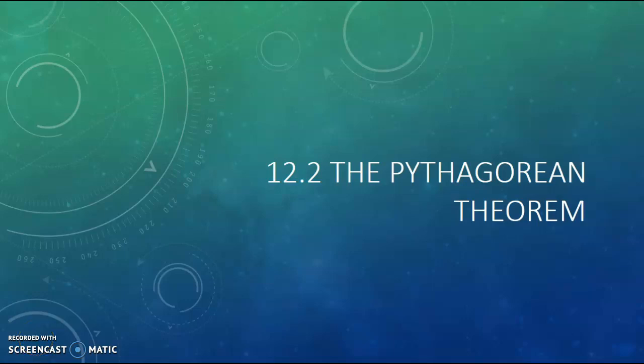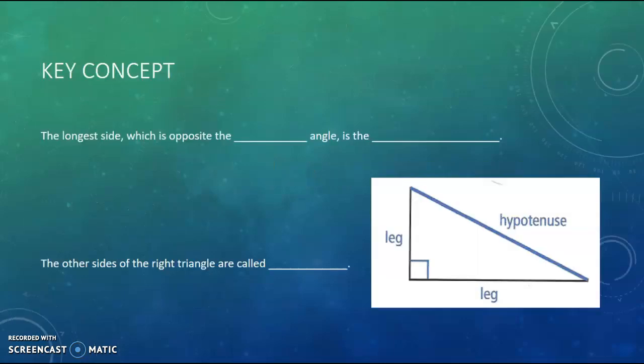Alright, so in our next section of chapter 12, we're going to be talking about the Pythagorean Theorem. So the longest side, which is opposite of the right angle, is the hypotenuse. So this in blue here, that's what we call the hypotenuse. Again, it is the longest side. It is always across from our right angle.